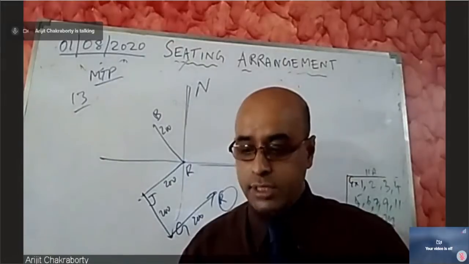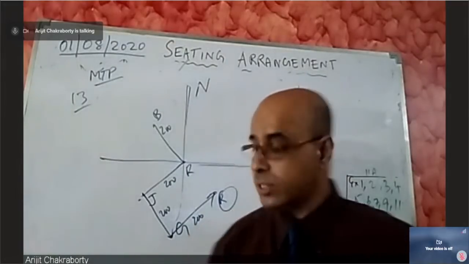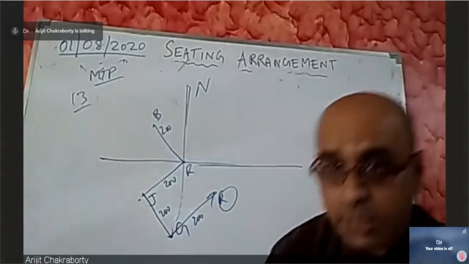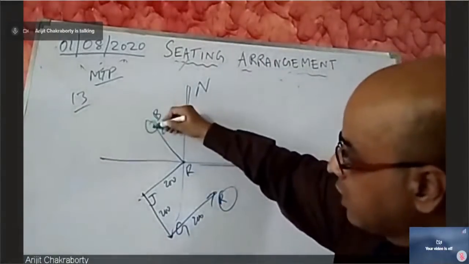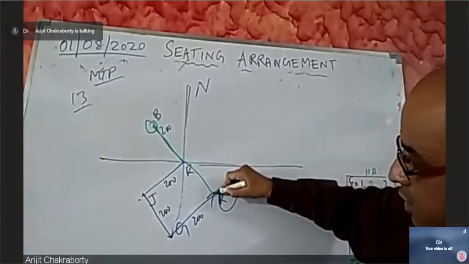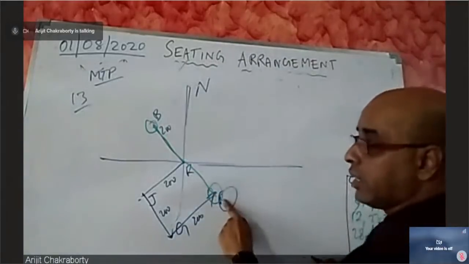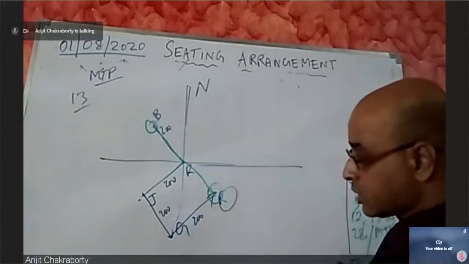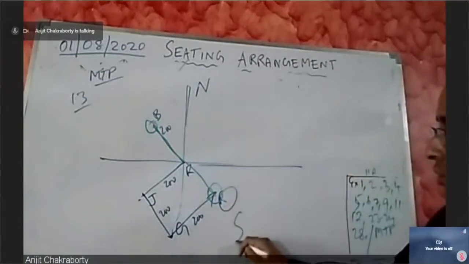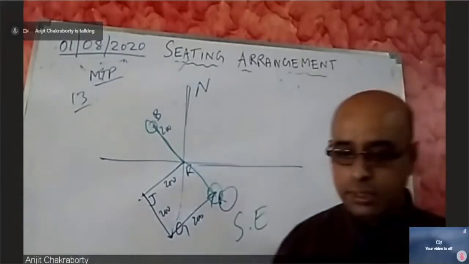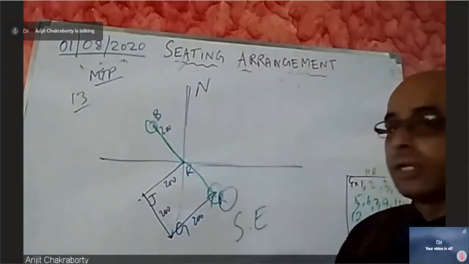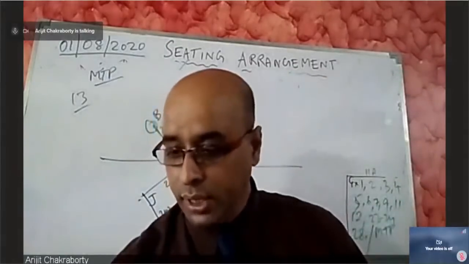Question is, where is the position of Roy's house in relation to Babu? Babu is here, Roy is here. If you draw a straight line, Roy is situated on the southern side and the eastern side. So southeast. Answer is southeast. From Babu's house, you go southeast, you reach Roy's house. So I think 13 is done.